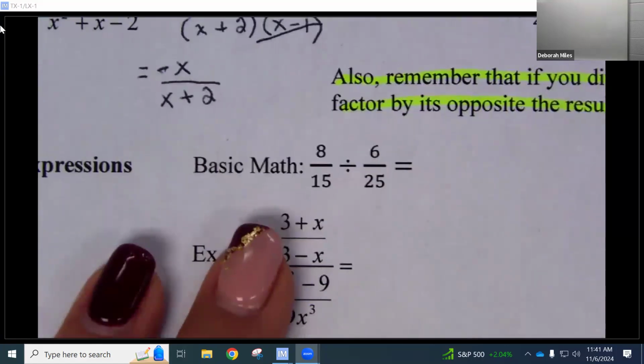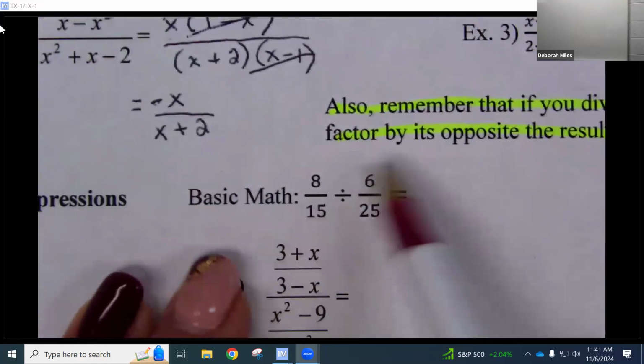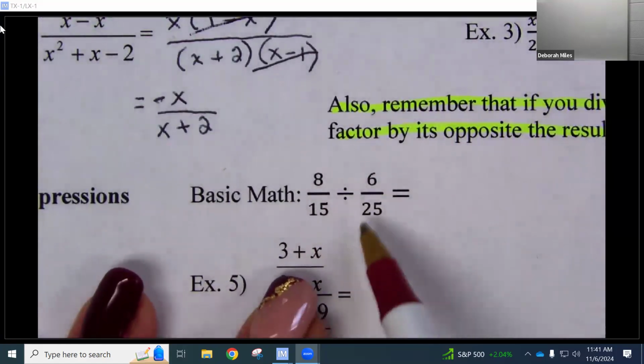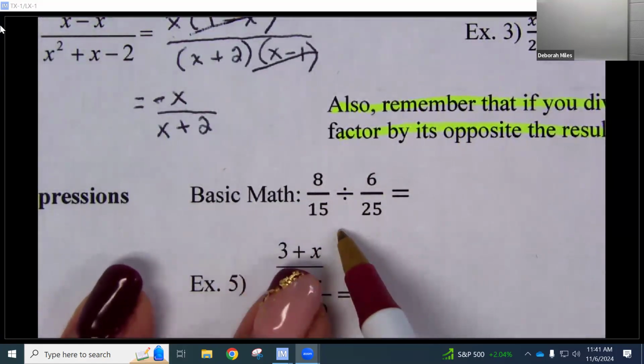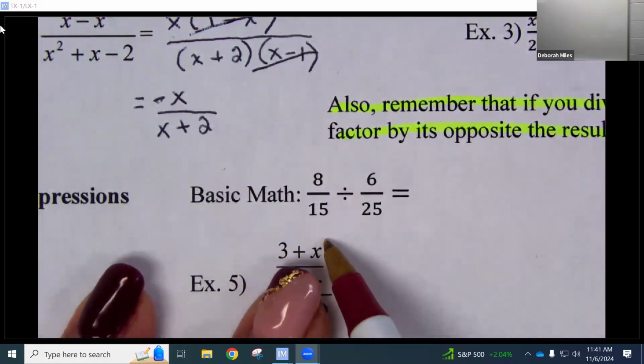Now, what about multiplying and dividing fractions? How do you do this division problem in basic math? No one hands you a calculator.